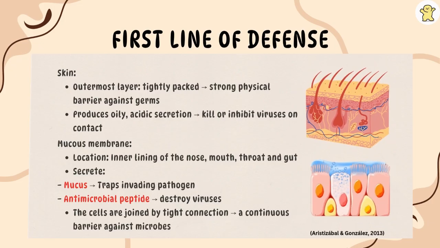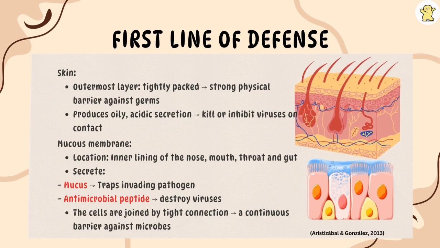I will give a quick overview of the innate immune response to poliovirus, our body's immediate and non-specific response. Our first line of defense is the skin and mucous membranes. Skin, the outermost layer, is tightly packed, which provides a strong physical barrier against germs. It provides acid secretion that will kill or inhibit viruses on contact. Mucous membrane is located in the inner lining of the nose, mouth, throat, and gut. It will secrete mucus that traps invading pathogens and also antimicrobial peptides that destroy the viruses.